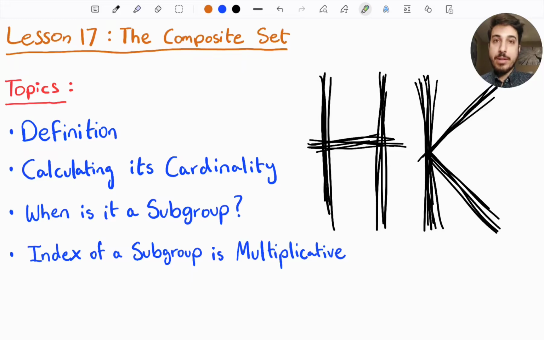In this lesson, we're going to be answering the question: if I had two subgroups, H and K, what happens if I combine them together and I get HK? Well, this is what we call the composite set. So we'll be defining it, and then we're going to calculate its cardinality using Lagrange's theorem. Afterwards, we're going to be seeing exactly when this composite set becomes a group. We call it a subgroup of G. And the last thing is that we're going to see that the index of a subgroup is multiplicative. That means it will be easier to calculate the index of subgroups inside subgroups.